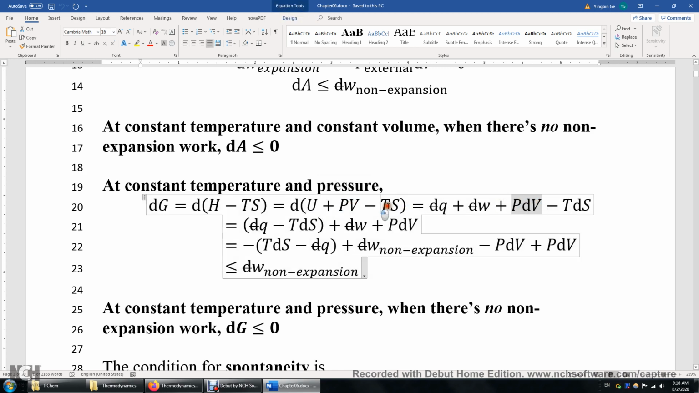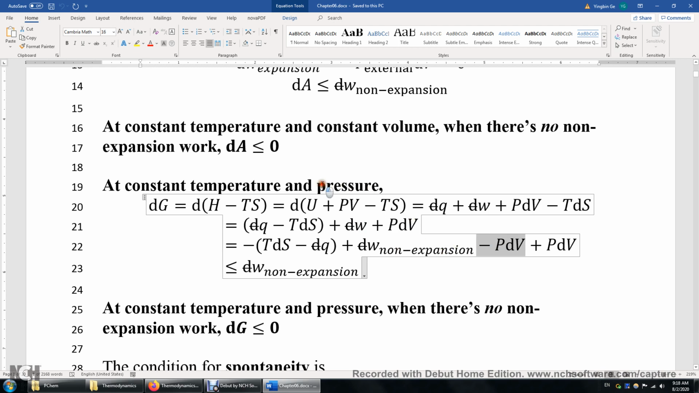Now let's look at the last term. Because the temperature is constant, the exact differential of negative TS is simply negative T dS. So now we have these four terms. Again, we combine this dq and TdS over here. We know this part is less than or equal to 0 because of the Clausius inequality. And then we expand this dw to be the sum of non-expansion work and expansion work. The expansion work is negative P external dV.